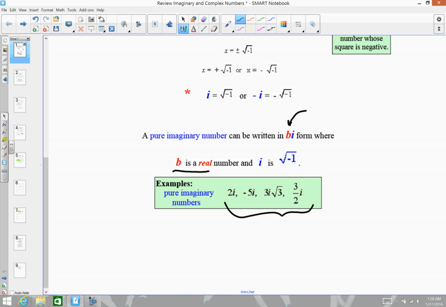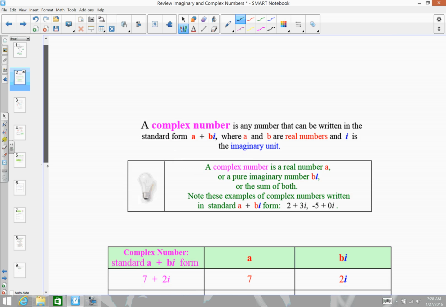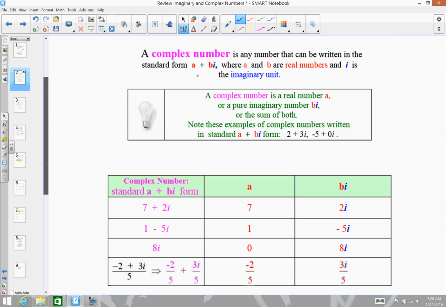All right, we want to get right into complex numbers, which include two parts: a real part, represented by A, and then the imaginary part, where you have a coefficient with I. Put together, these make complex numbers, so there are two parts to those. When we write a complex number, we write them in standard form. That means that the real part comes first, followed by the imaginary part.